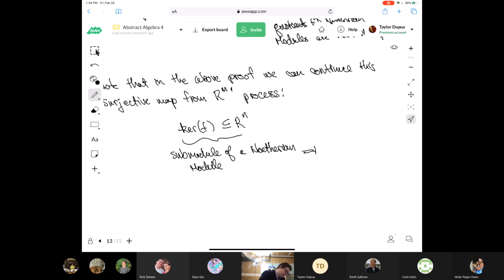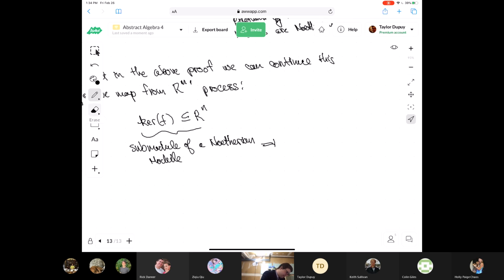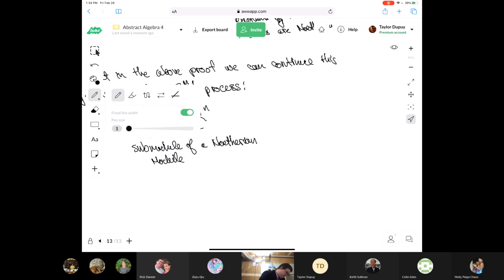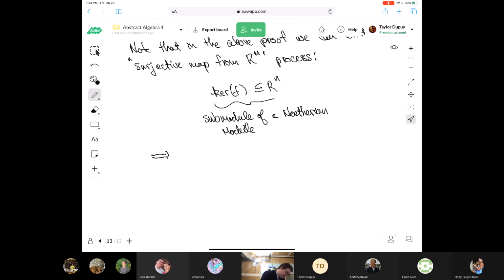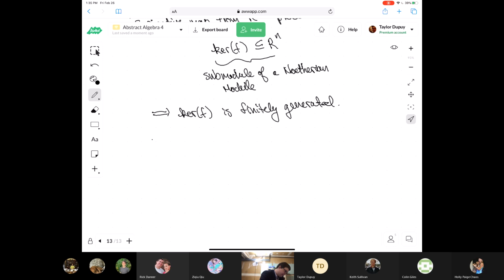Okay, this implies that the kernel here is finitely generated. And what does finite generation mean? Finite generation means that there's a surjective map here. Okay, there's a surjective map. This is a surjective map.